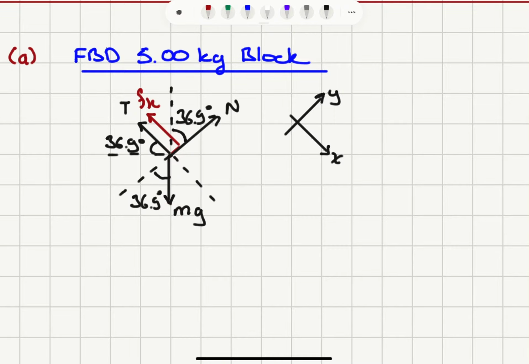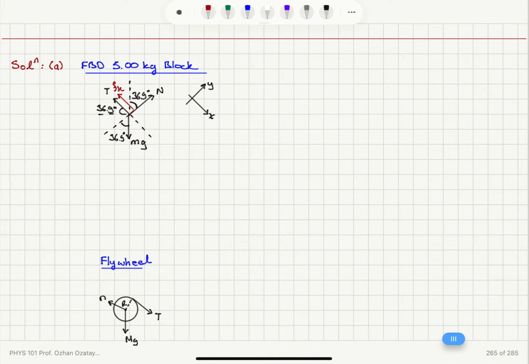The weight making an angle 36.9 degrees with the vertical, the normal to the surface, we have a normal force, the contact force, the tension at 36.9 degrees with respect to the horizontal, and kinetic friction opposing the motion down the incline. And let's set up our coordinate axis so that the y-axis coincides with the normal force here, and the x-axis is in the direction of the motion.